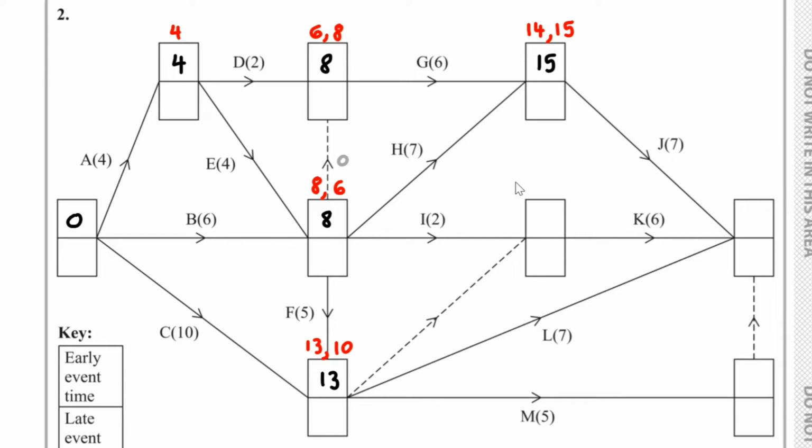Now, here we have 8 plus the 2, which is 10. We could also have the 13 plus the weight of the dummy, which is 0. Adding those together, we get 13. We choose the larger one. 13 goes here.